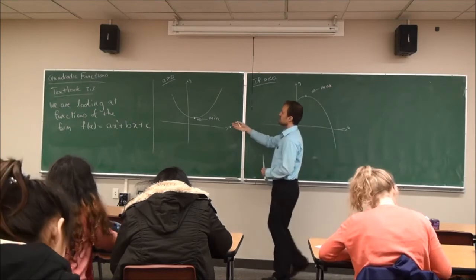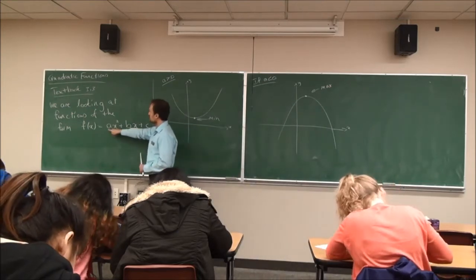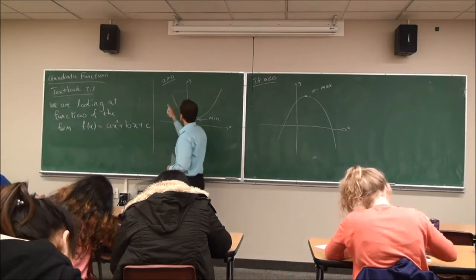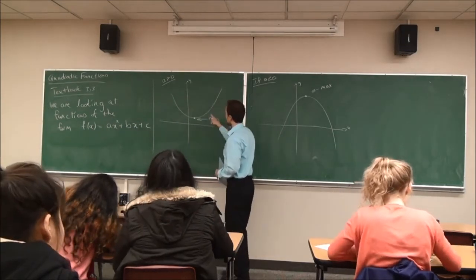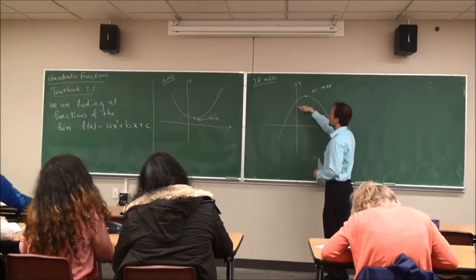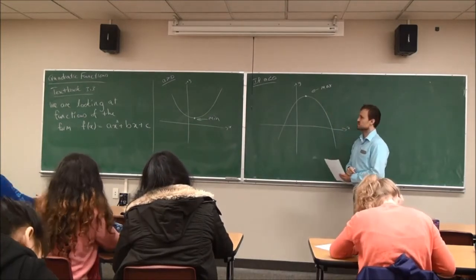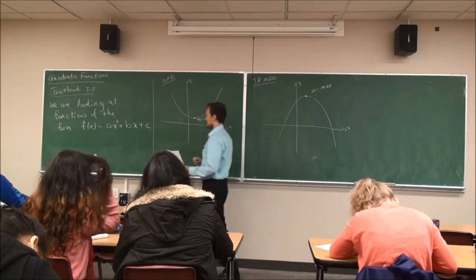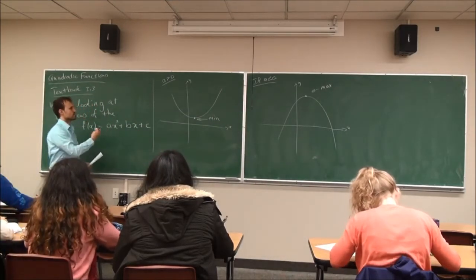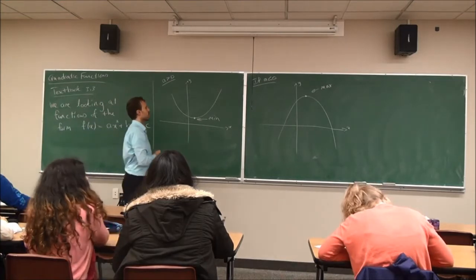So depending on what a is, these are values a, b, and c. Depending on what a is, if a is positive, then I'll have a minimum y value. If a is negative, I'll have a maximum. So that a tells me something about the curve, and it's very different depending on the value of a.